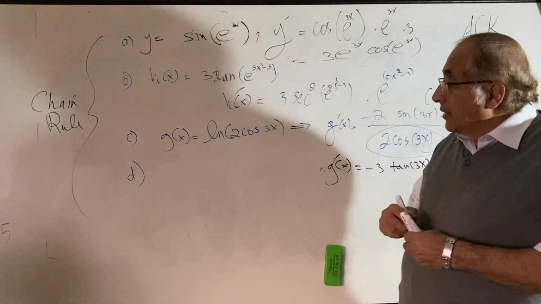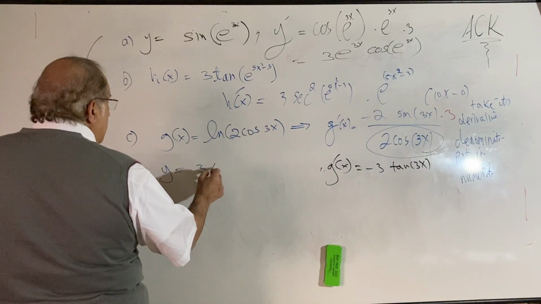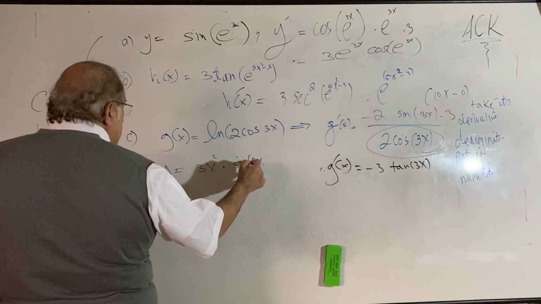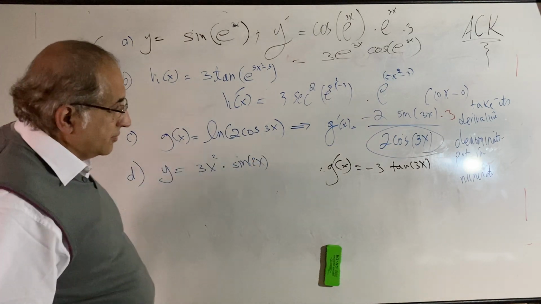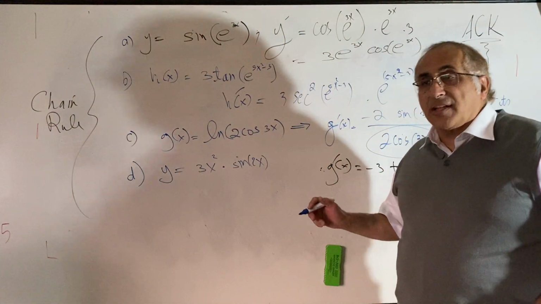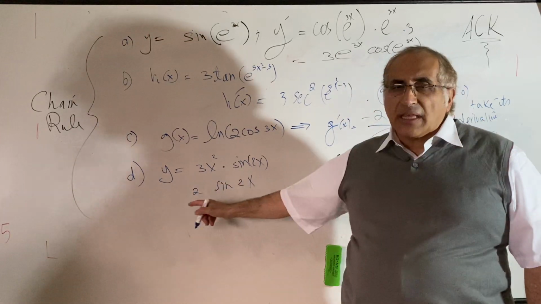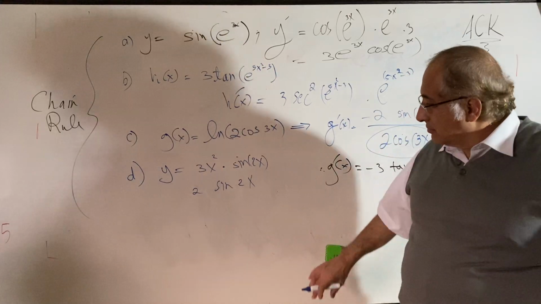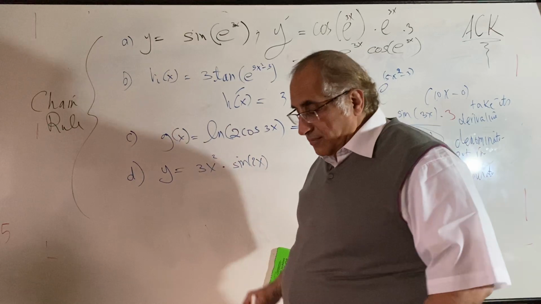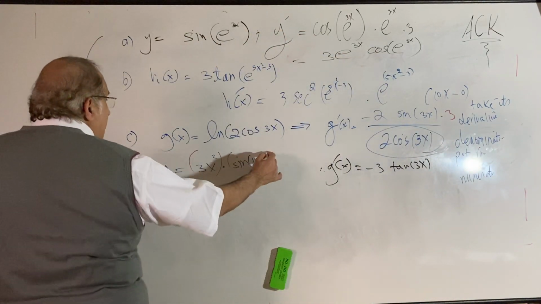Ready? Let me give you something. y equals 3x squared times sine 2x. This is different from, ladies and gentlemen, different from 2 sine 2x, because that's a function times a constant. That's called a single function. Here, we have 2 multiplied functions. Here we have the product of this and that.